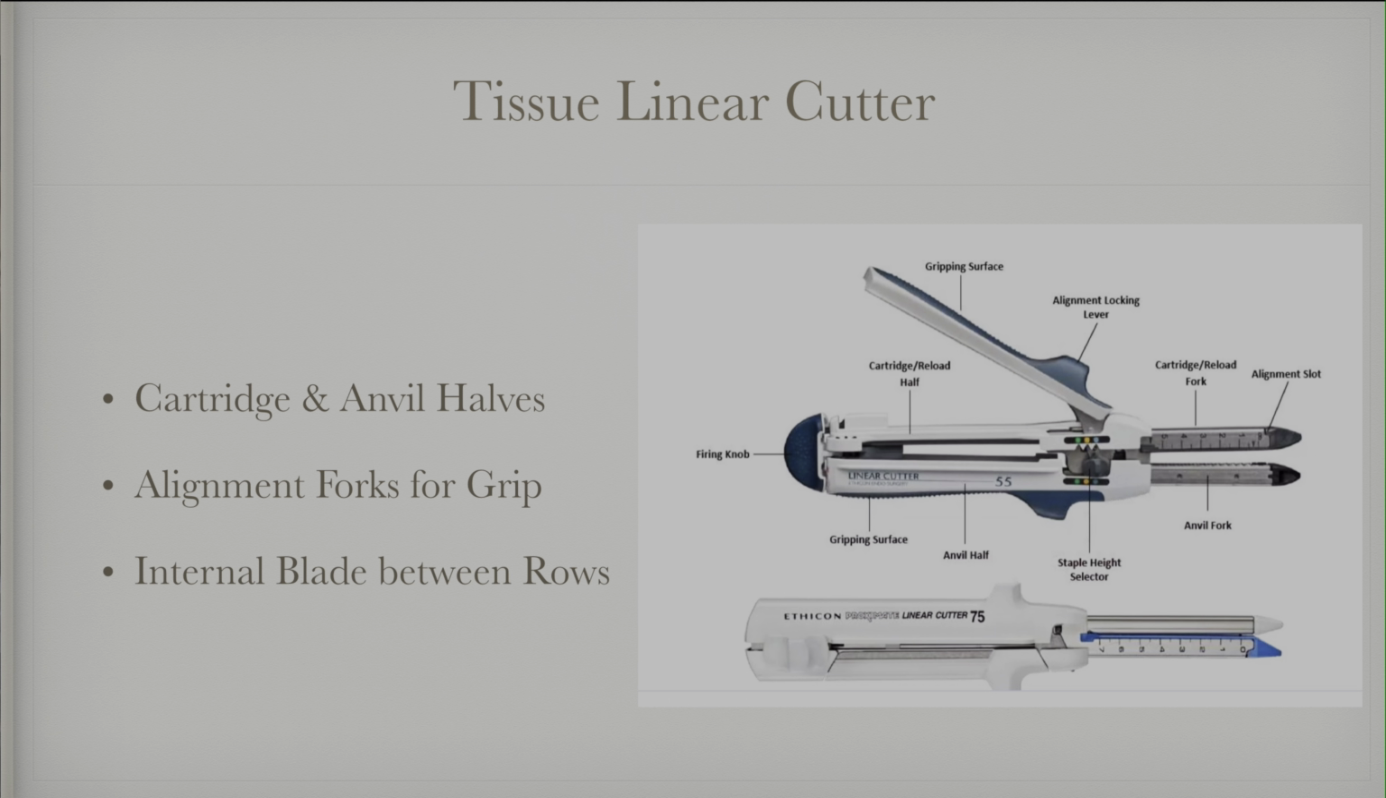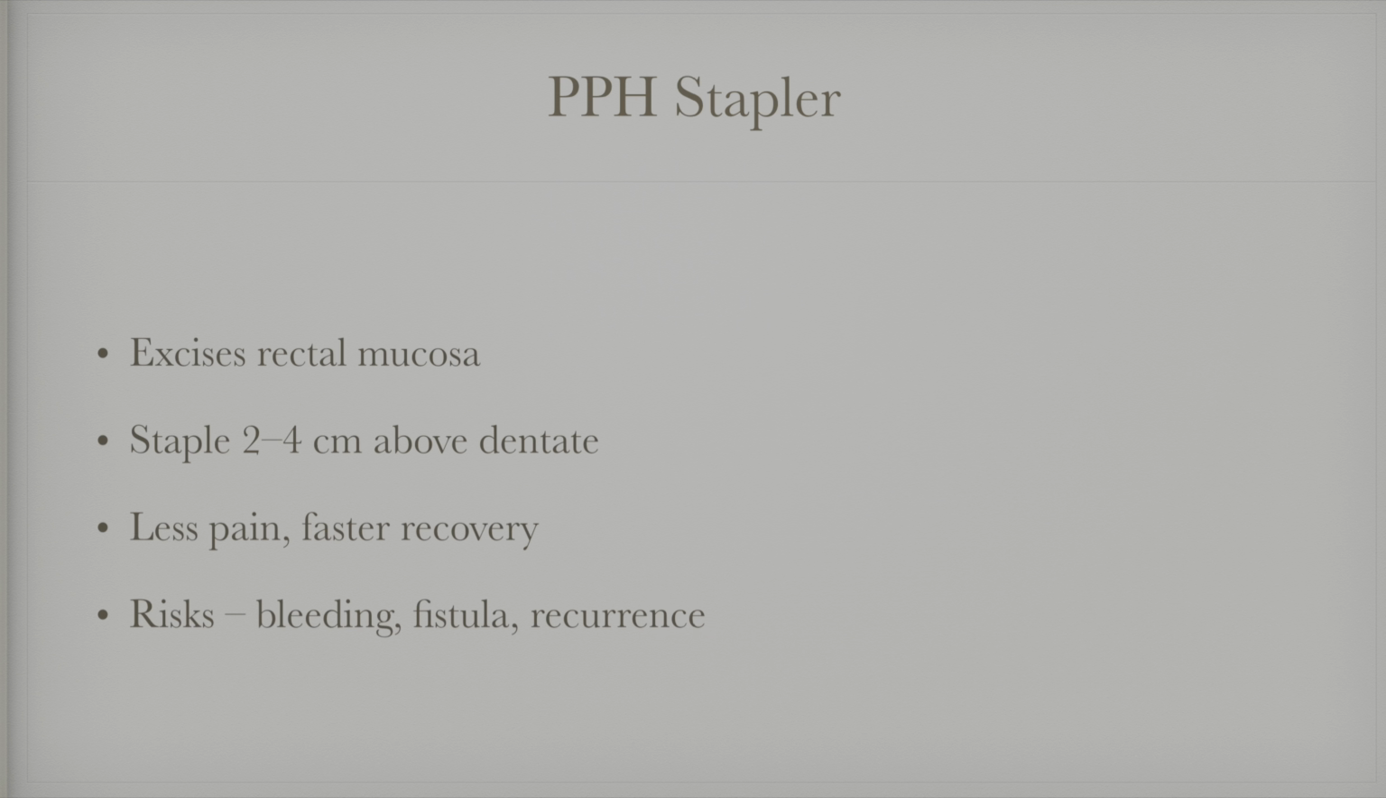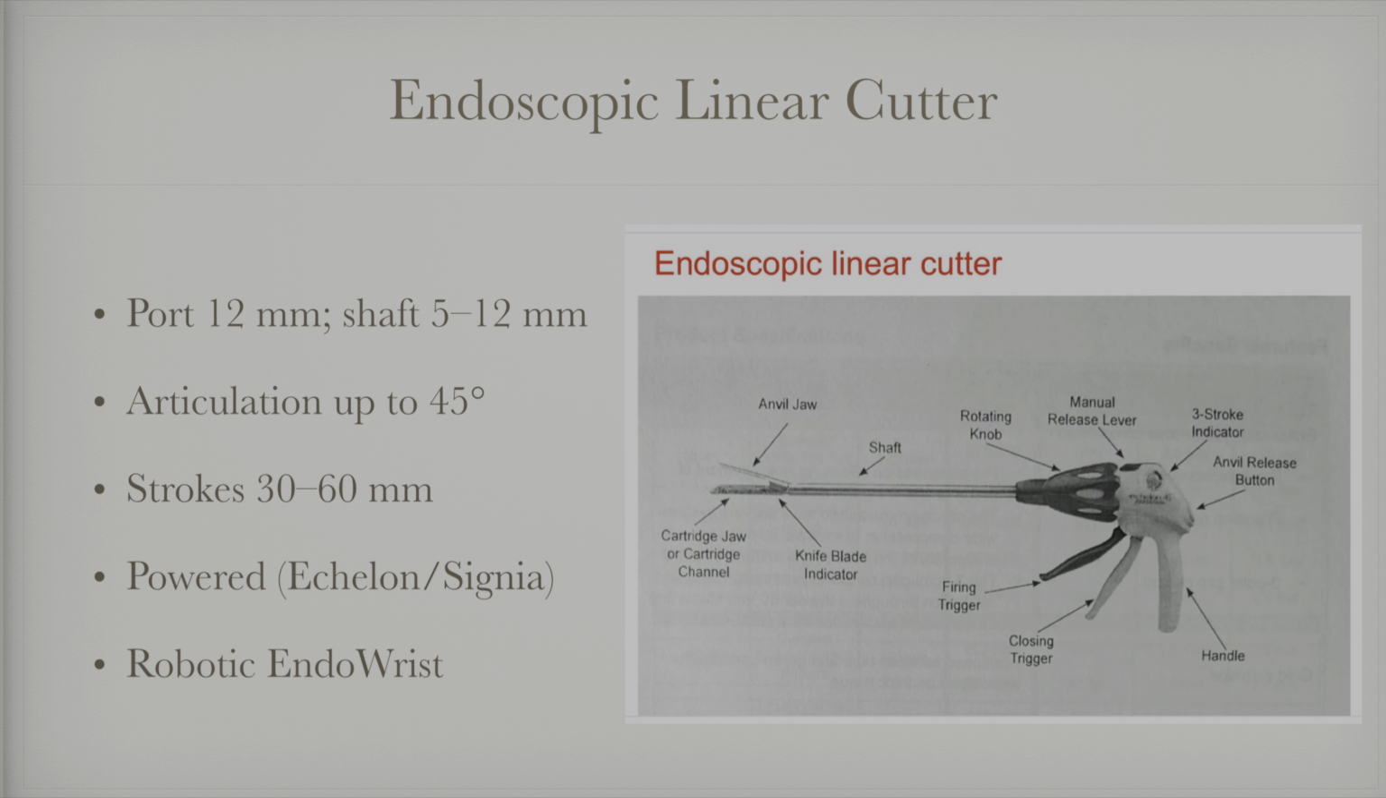The tissue linear cutter has the cartridge and two anvil halves, alignment forks for grip, and an internal blade between the rows for cutting. Procedure for prolapse and hemorrhoids stapler: it excises rectal mucosa, with staples placed 2 to 4 centimeters above the dentate line. It causes less pain and has a faster recovery rate. Risks are bleeding, fistula, and recurrence.